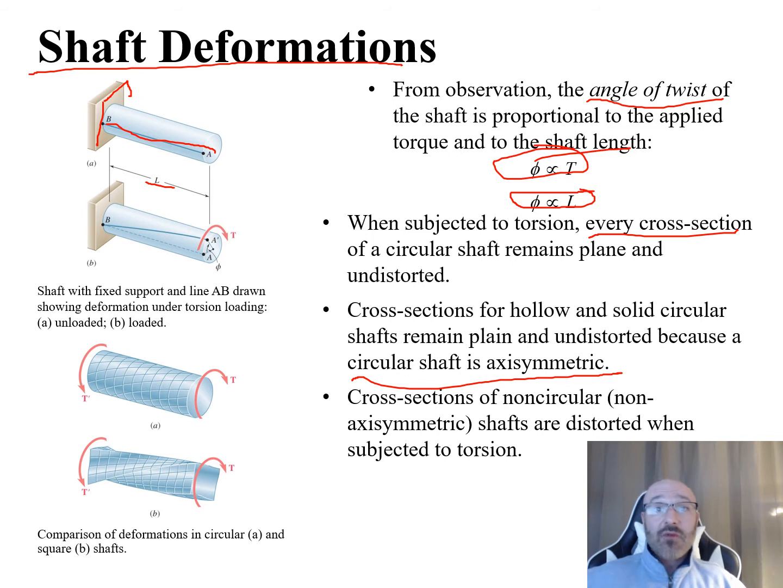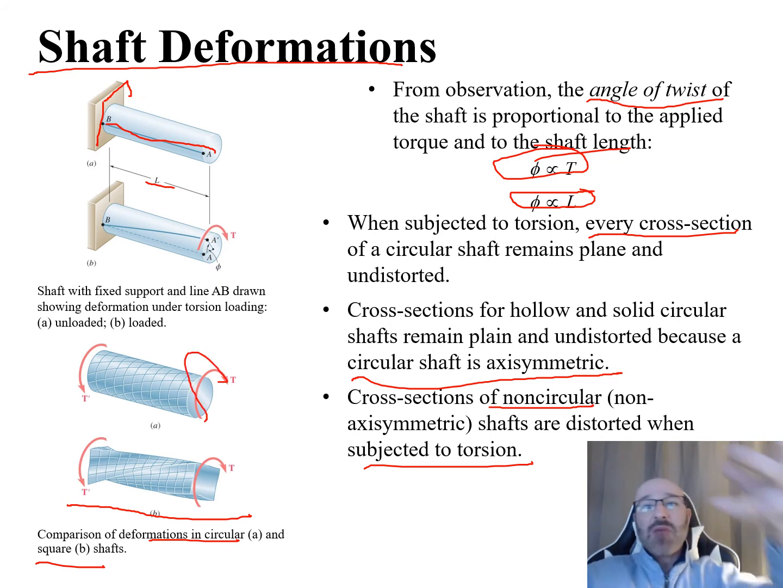Now we can see that cross sections for non-circular, non-axisymmetric shafts are distorted when you subject them to torsion. If you look down on the bottom right, we can compare A and B, where A is the comparison of deformations for a circular shaft and B is for a square or non-circular shaft, one that's non-axisymmetric. You rotate the torque here, and just imagine you're actually getting on there and twisting it. You can see that there is no deformation of those individual cross sections if you slice it up.